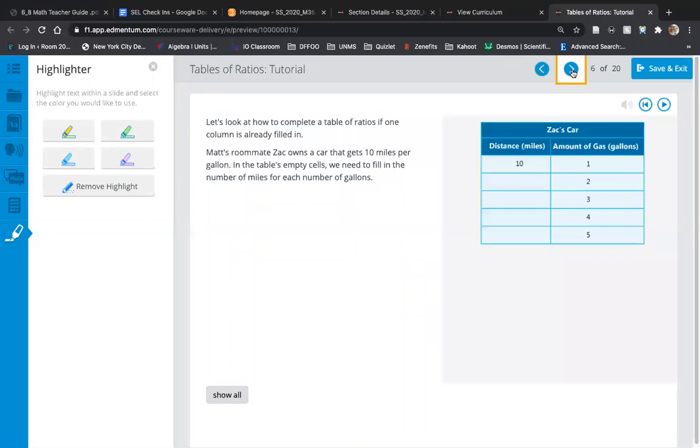Now it's going to give us an example, and we kind of went over this already, so hopefully we know how to do this without looking at it, but let's just read the context. It says, Matt's roommate Zach owns a car that gets 10 miles per gallon. In the table's empty cells, we need to fill in the number of miles for each number of gallons. So if we give his car 1 gallon of gas, it can go 10 miles. So if we now instead give his car 2 gallons of gas, how much do I need to increase the miles by?